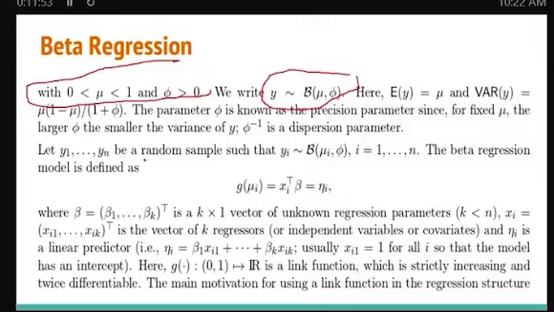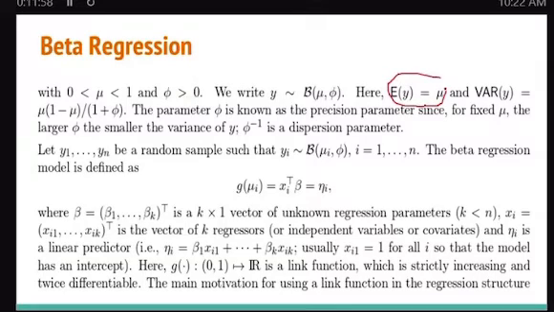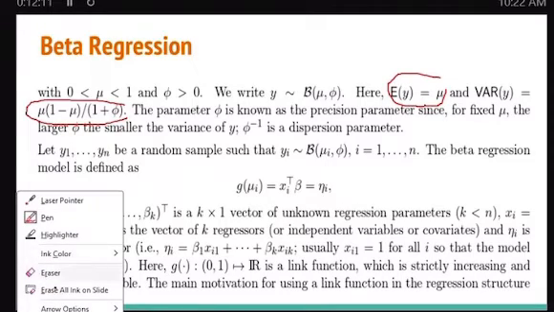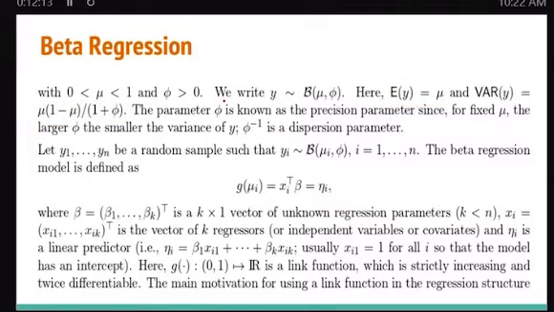And you know what? The expected value of y is equal to mu. The variance of y is going to be that in terms of mu and phi. Now, what about the dispersion, from the precision parameter? Take a look at this.